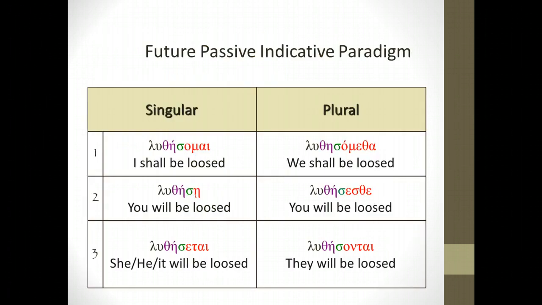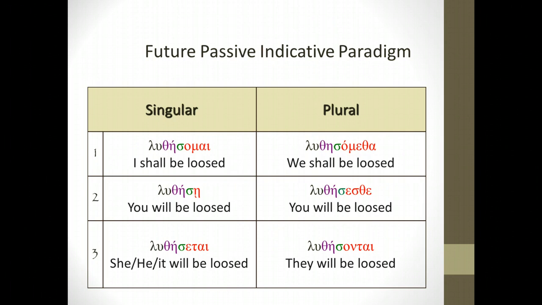On your screen, you can see both the singular and the plural. Notice that we have all our stems. There is no augment. After our stem is our theta eta with a sigma. That tells you that you are dealing with the future passive. And then you've got your omai, etai, ametha, esthe, ontai endings. So again, no new endings to learn this week. All you have to learn instead for the future passive is just the theta eta sigma.